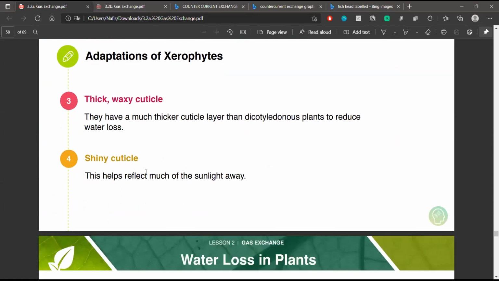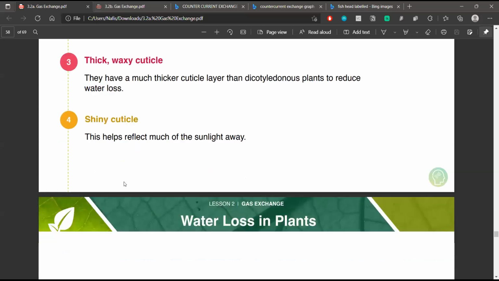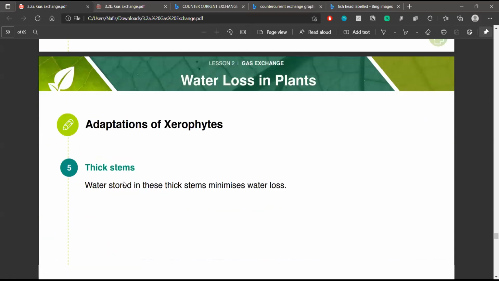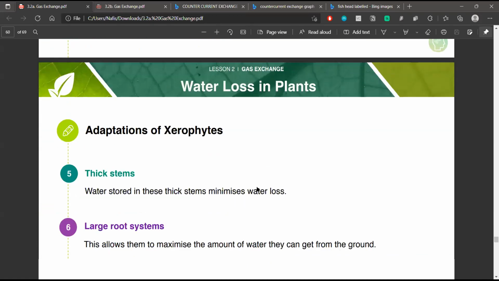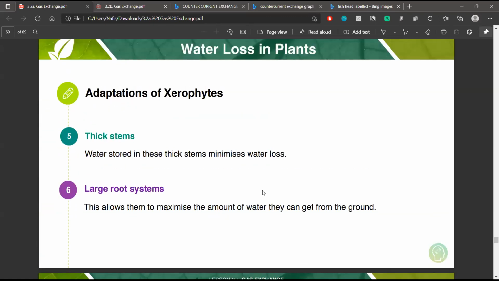Shiny cuticle, which helps reflect much of the sunlight away so that it doesn't end up getting absorbed. Thick stems: water stored in these thick stems minimizes water loss. As well as large and deep root systems, which increase the amount of water that they can pick up from the ground.